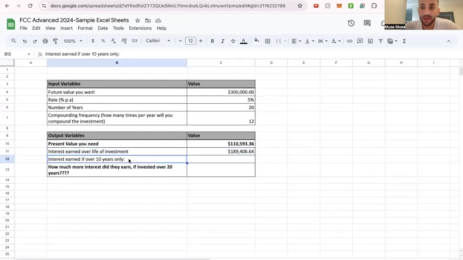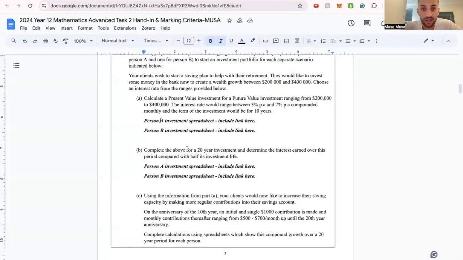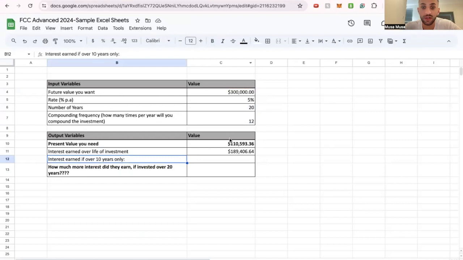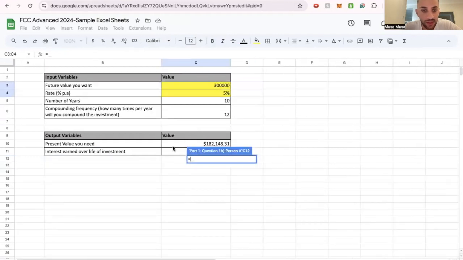But we've got to compare this, because the question says to determine the interest earned over this period compared with half of its investment life. So we have to look at how much interest we would have earned if it was only over 10 years. So we're going to put equals, go back to here, and click the number that gave us the interest. So that one there.